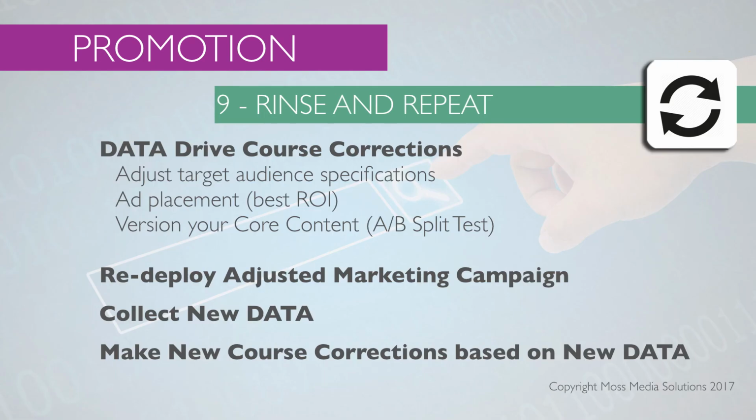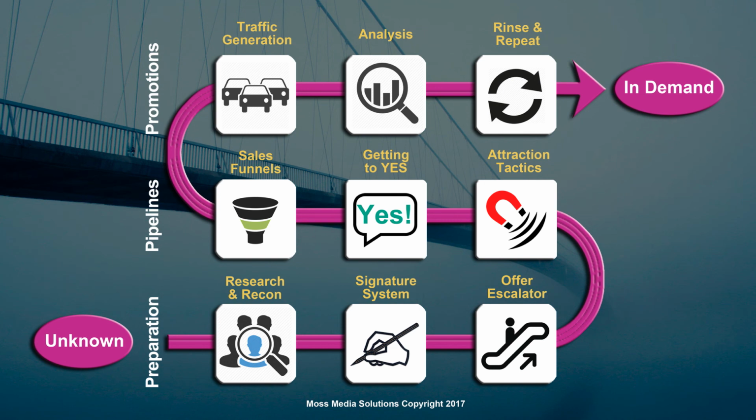These are data-driven course corrections. You're adjusting your audience specifications, your ad placement for best return on investment, and you're versioning your core content and doing what's called A/B split testing, offering two versions of your core content or your core message to see which version is actually getting a better response. You should be doing this all the time. Then you redeploy your adjusted marketing campaign, collect new data, and then make new course corrections based on the new data. So this is how you go from being unknown in the marketplace to in demand.